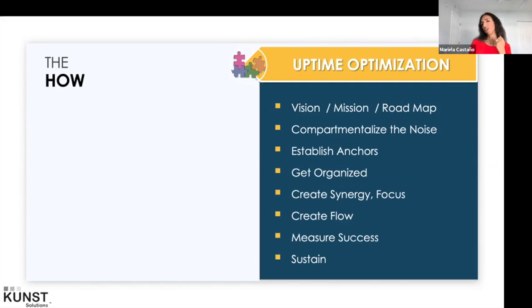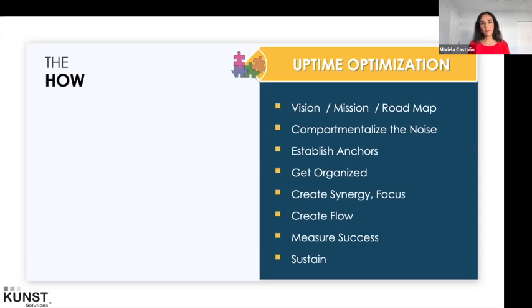Establishing anchors, so when you create improvement, you can follow up with that improvement. So when something goes wrong, you can escalate it and you can act on it. Getting organized. So workplace organization is tied up with process optimization.